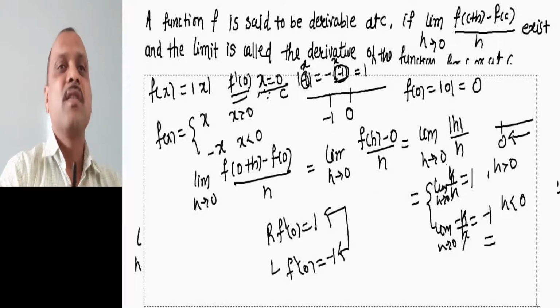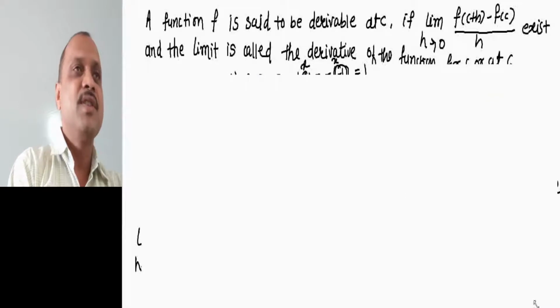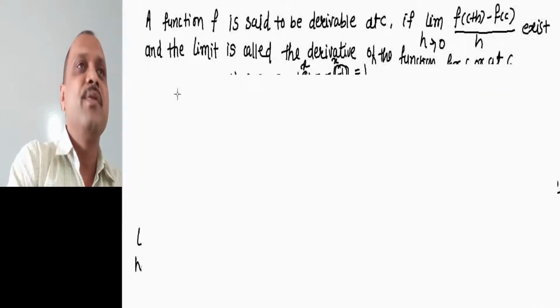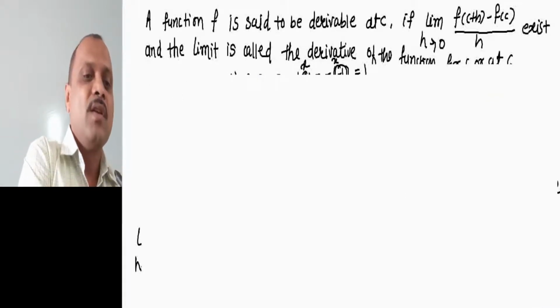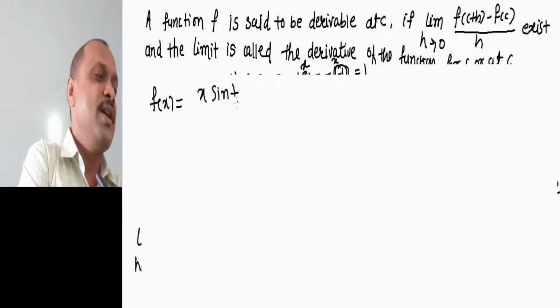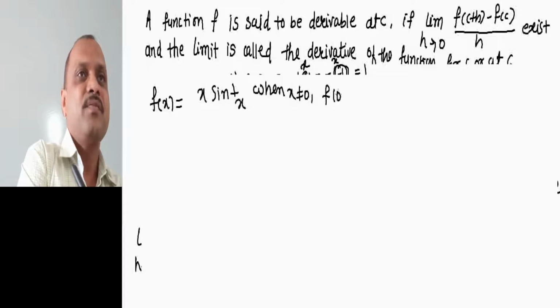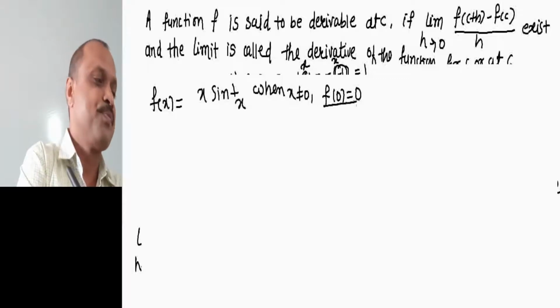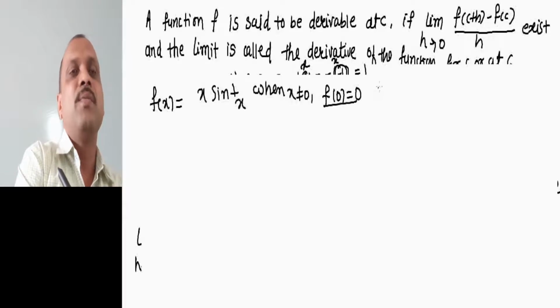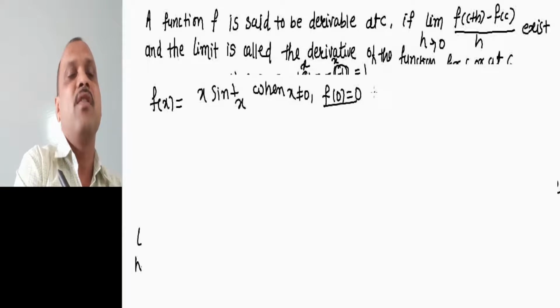We consider another function and see how to find the derivative of this function. Suppose that f of x equals x sine 1 by x when x is not equal to 0, and it is given that f of 0 equals 0. So, first let us see whether this function is derivable or not.